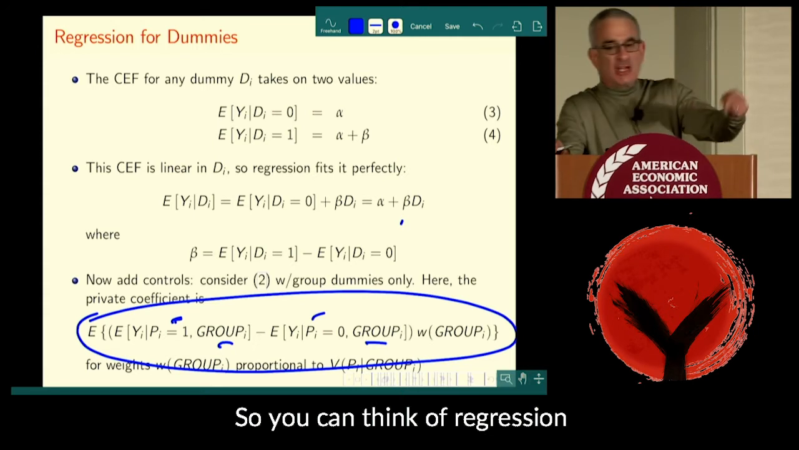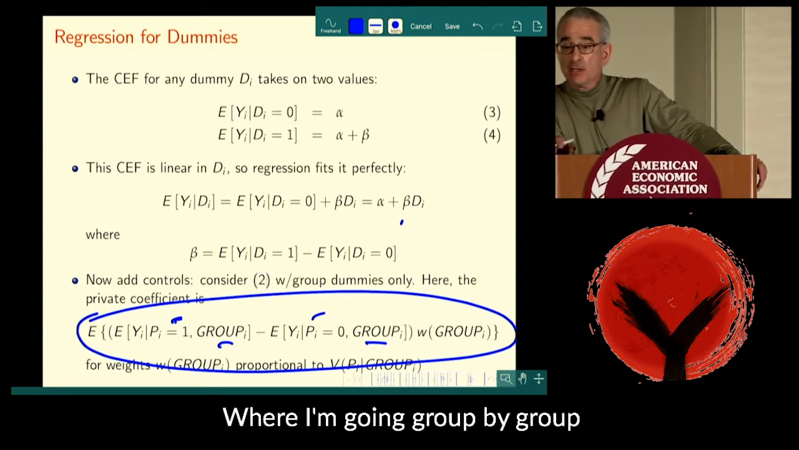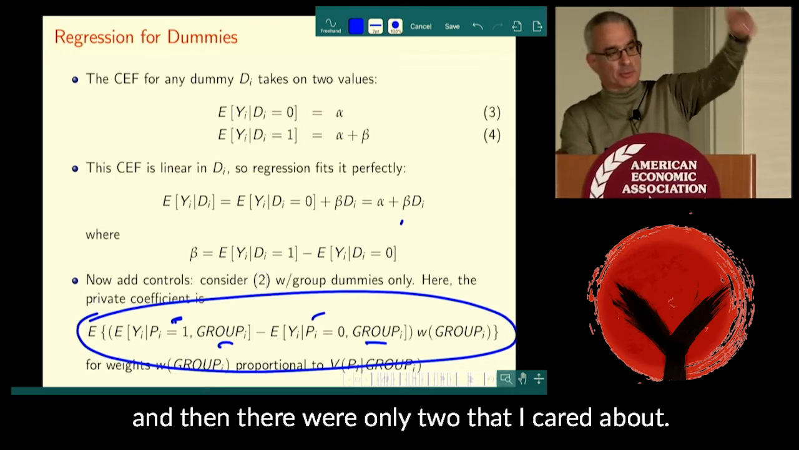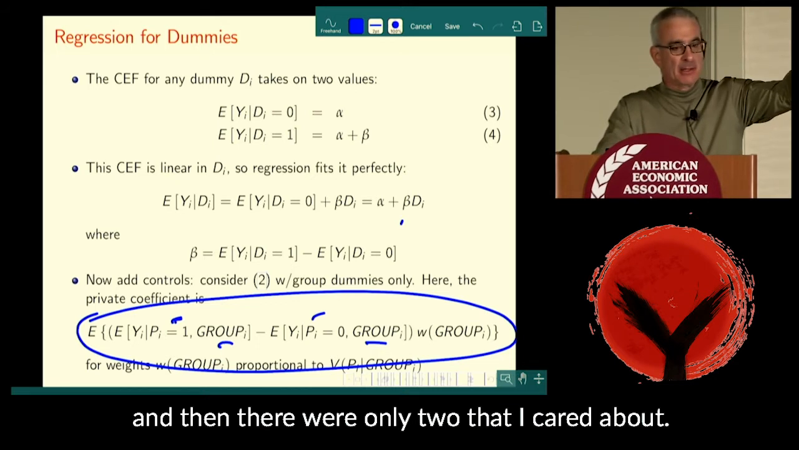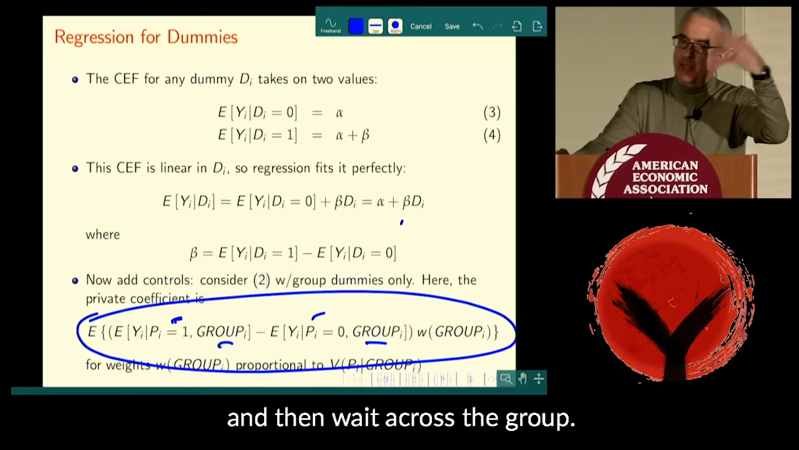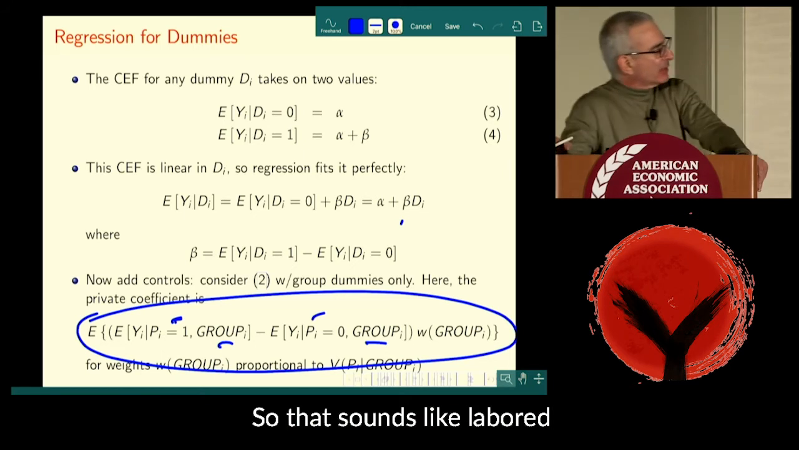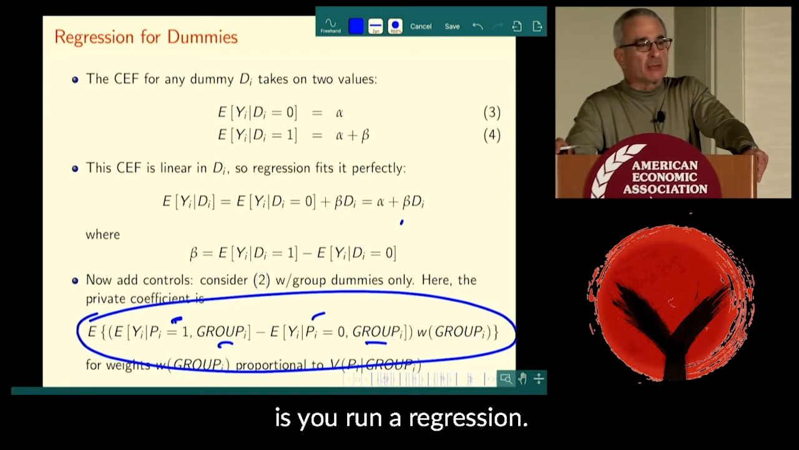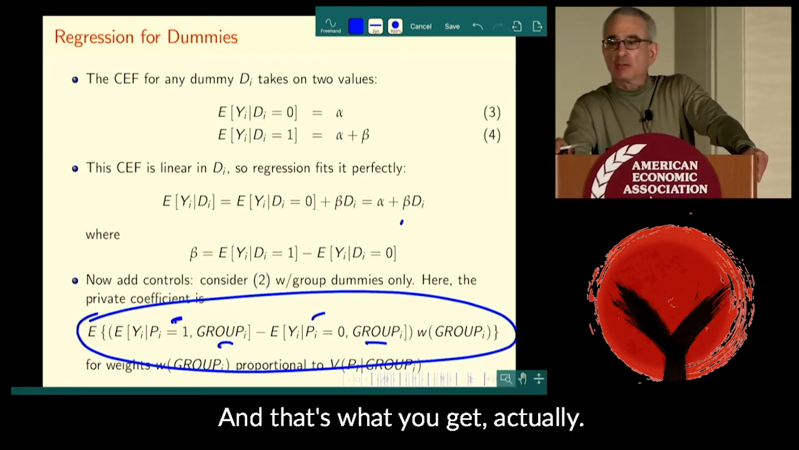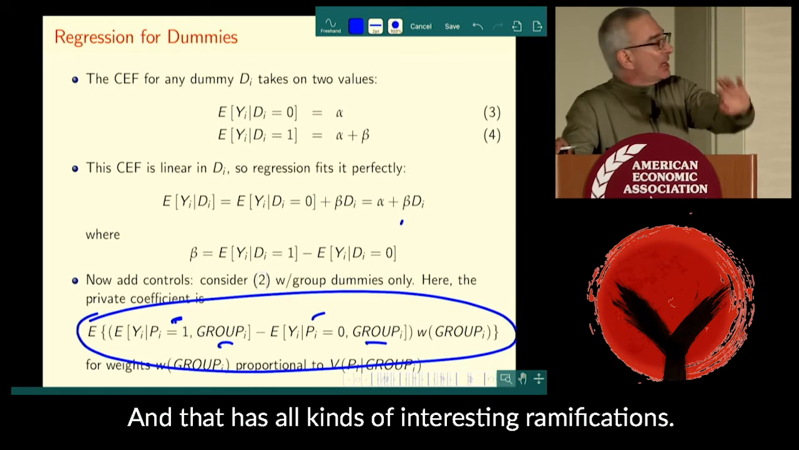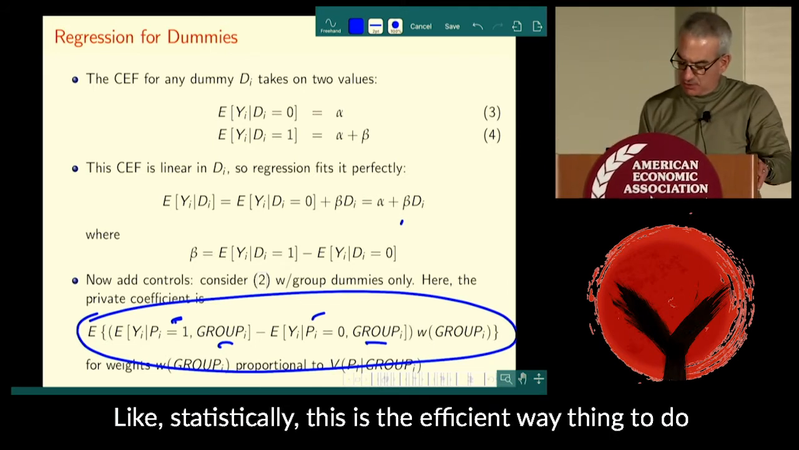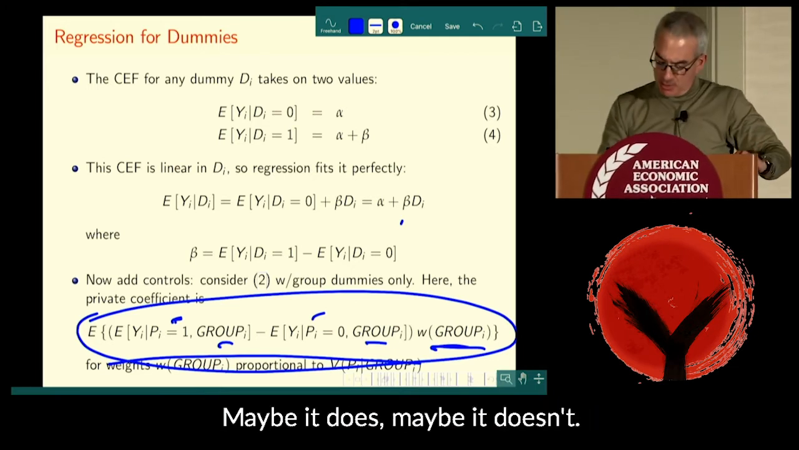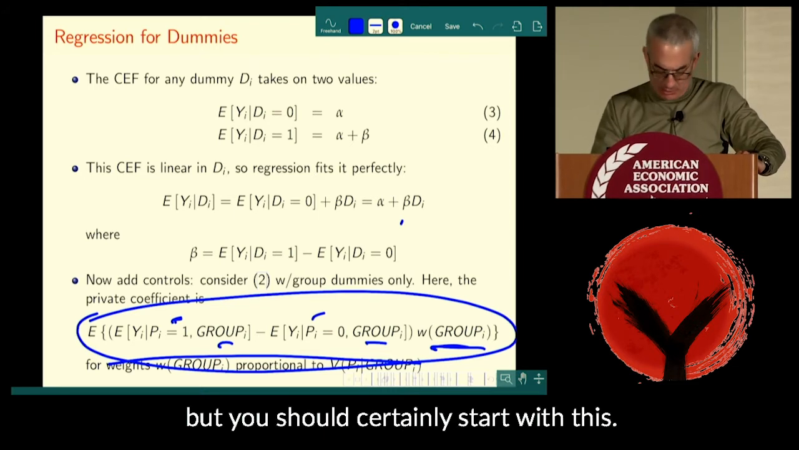So you could think of regression as a kind of matching estimator, where I'm going group by group, just like in my original table with the 4 groups, and then there were only 2 that I cared about. I'm going to go within each group and then weight across the groups. That sounds kind of labored. How would we get Stata to do that? Well, the way you get Stata to do that is you run a regression. And that's what you get, actually. And that has all kinds of interesting ramifications, like statistically, this is the efficient thing to do when the model has constant effects. Maybe it does, maybe it doesn't. You may want to do something else, but you should certainly start with this.